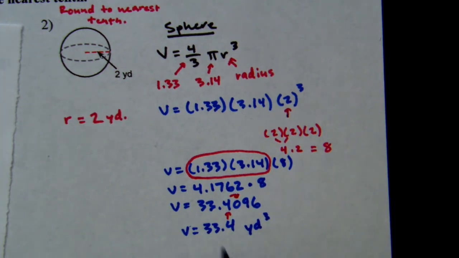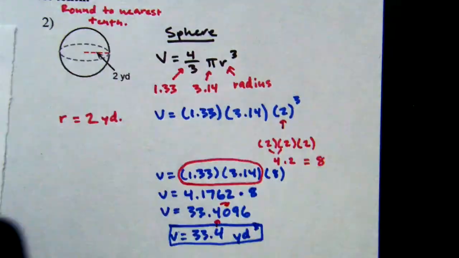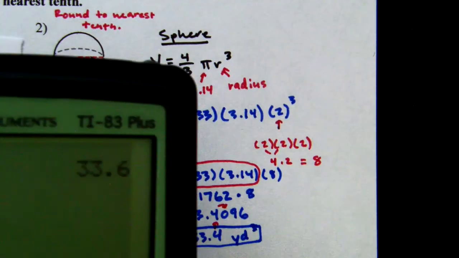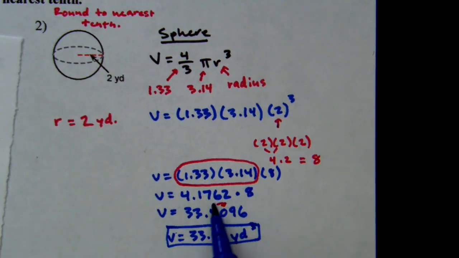So our answer is 33.4 yards cubed. Now, if you would have rounded this number and said 4.2 times 8, you would have gotten 33.6, which is still an acceptable answer. But I just like to leave those smaller numbers, even if they're 5 digits, and then we get our answer. 33.6 is still perfectly correct. But for this one, we got 33.4.